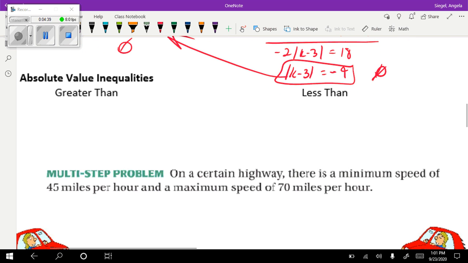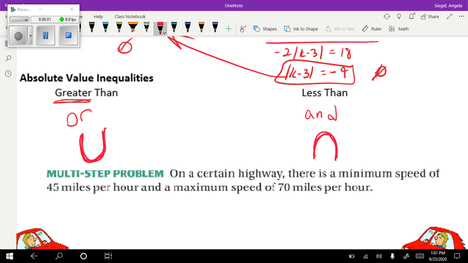Now we're going to move on to absolute value inequalities. If you have a greater than, I always like to stress, greater than is an or, and ors are always unions, so everybody's coming together. Less than is an and, and it is an intersection, so just what they have in common.